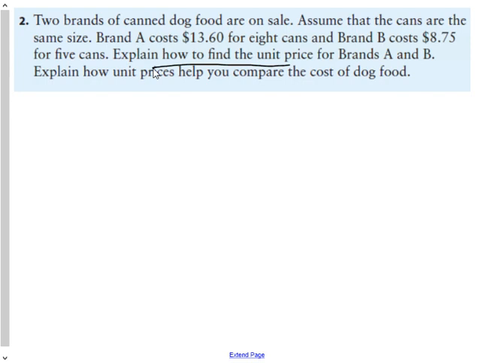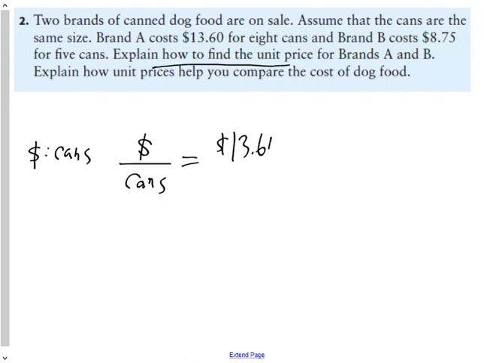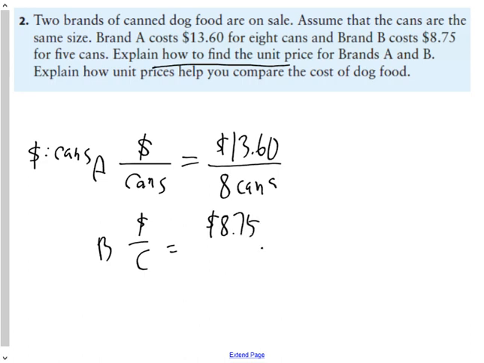Well, in order to find the unit price, you want to first set it up as a ratio of cost to cans. You could also put cans to cost if you wanted to, but it's much easier to use them as what we would normally see as fractions, because when we create equivalency, it's much easier to do it the second way. So for A, we take the cost of 8 cans, and for B, take that same cost to can ratio and look at it as being $8.75 for 5 cans.